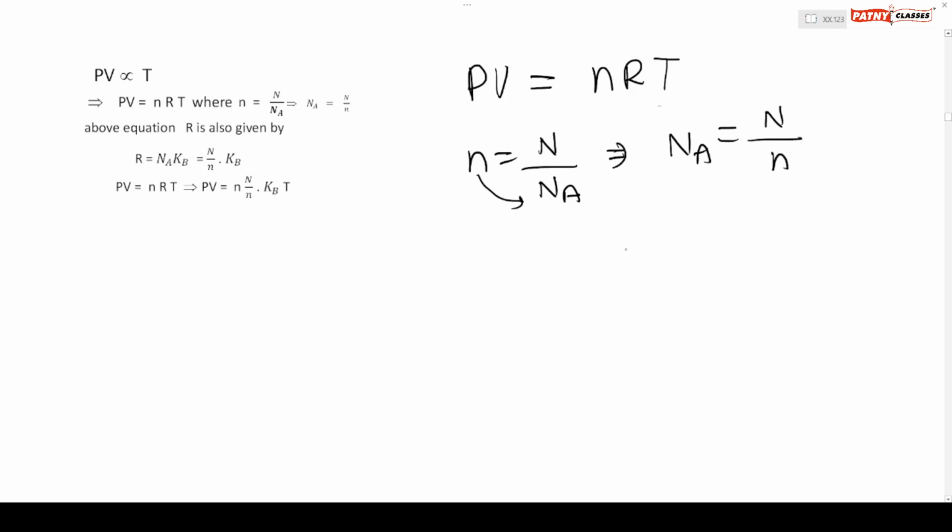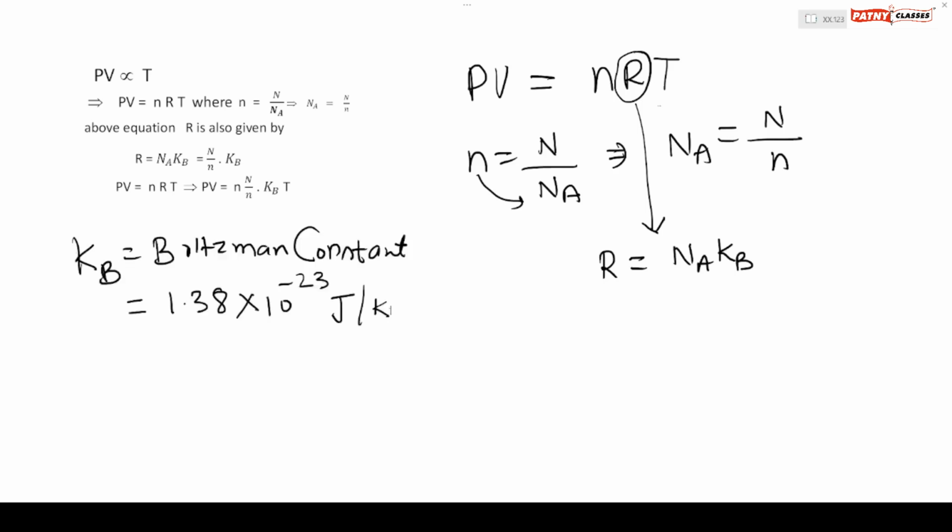And we also have the R value. This R value is given by R equals Na multiplied by Kb, where Kb is nothing but the Boltzmann constant, where the value of the Boltzmann constant is given by Kb equals 1.38 times 10 raised to minus 23 joules per Kelvin.